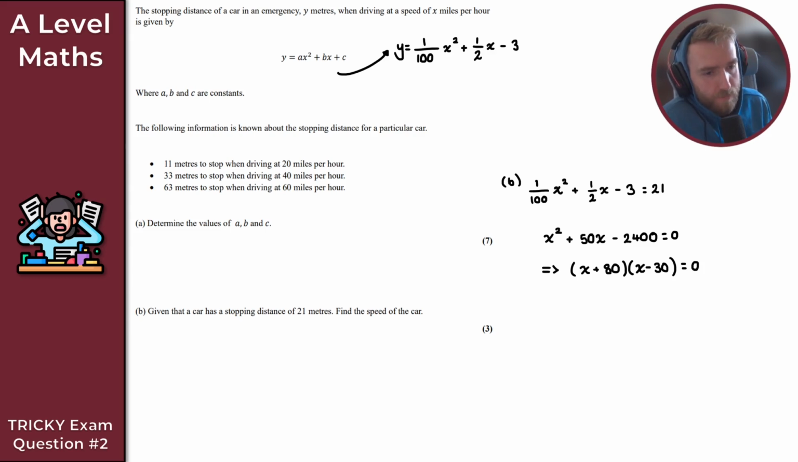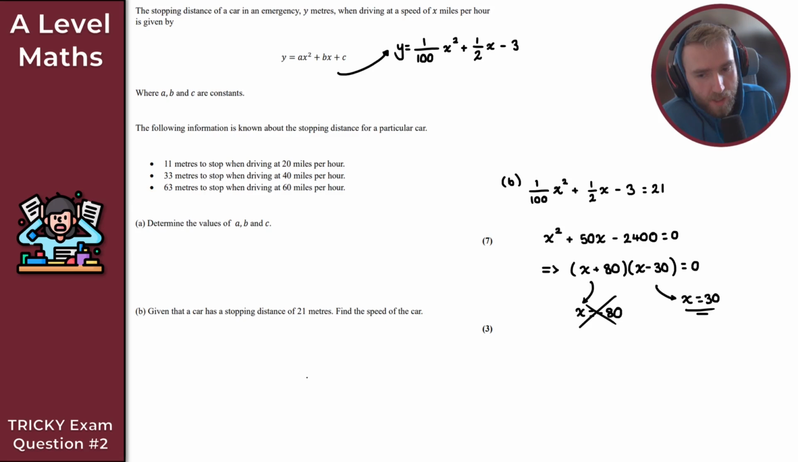Okay. Now clearly then, this gives me two solutions for x here. I get x equals -80, and we also get x equals 30. Now clearly this solution here is a problem, given that x represents speed, so it's miles per hour. I can't be going at -80 miles per hour here. So we don't include that solution. Obviously this is my solution here.